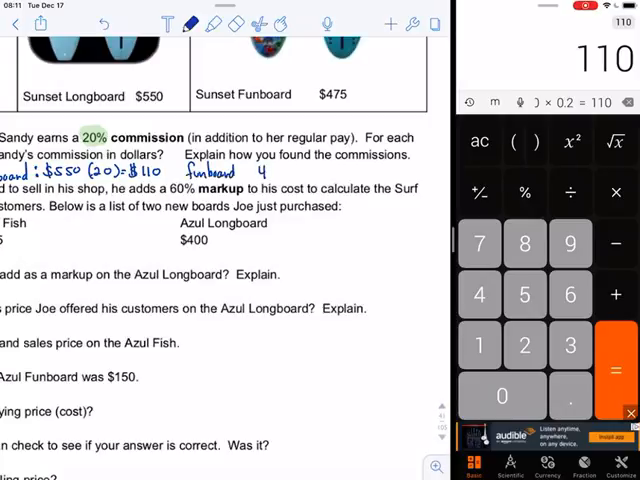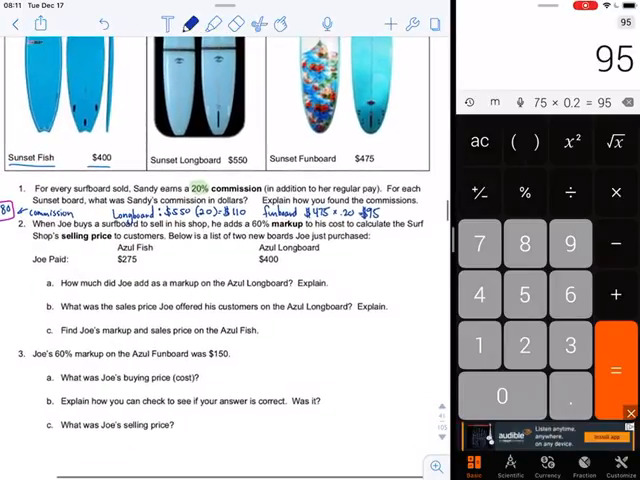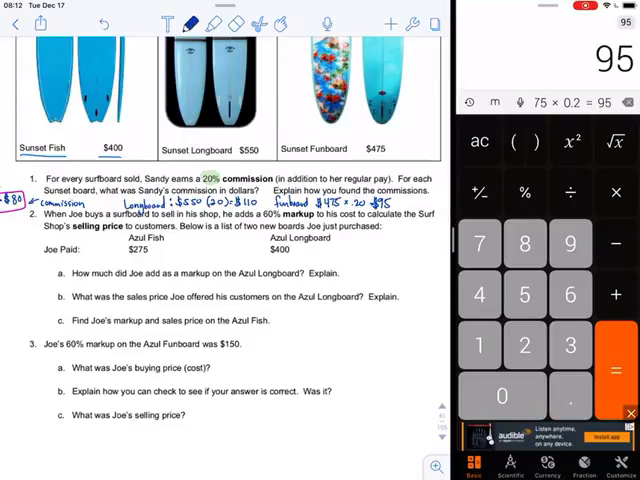$475 times 0.20. 475 times 0.2, and she makes $95 every time she, as a salesperson, sells a surfboard.